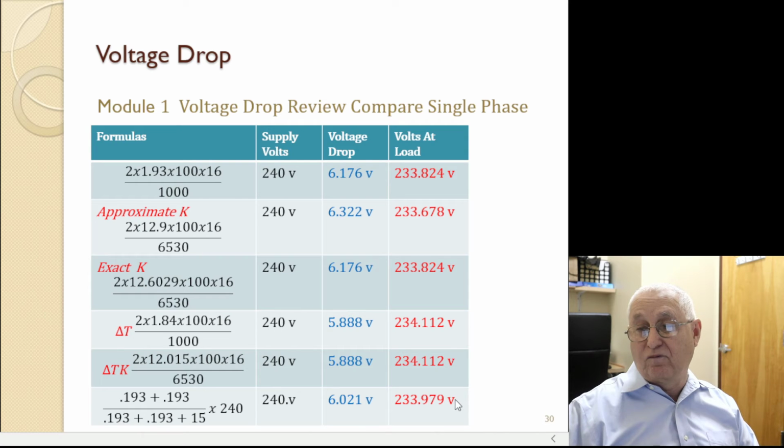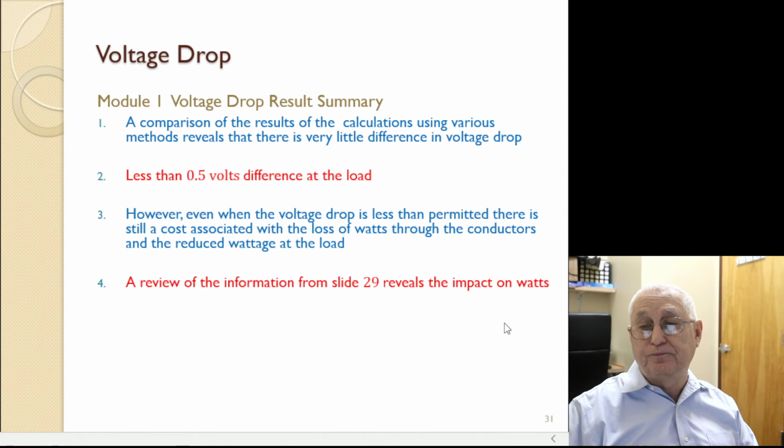233.979 volts. The reason it doesn't match this is because when I calculated this, remember I showed you that I had some rounding errors because I took that 15.6, I rounded up to 15.6 ohms. It was really 15.59 something. They would match exactly if I didn't do that rounding.